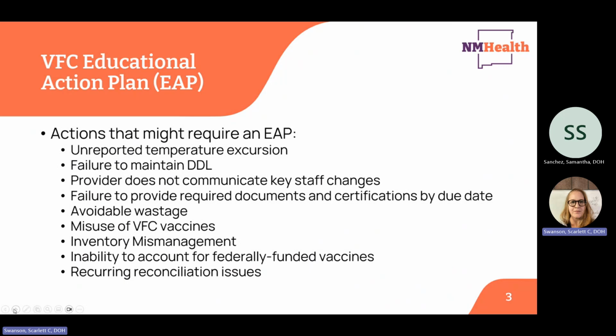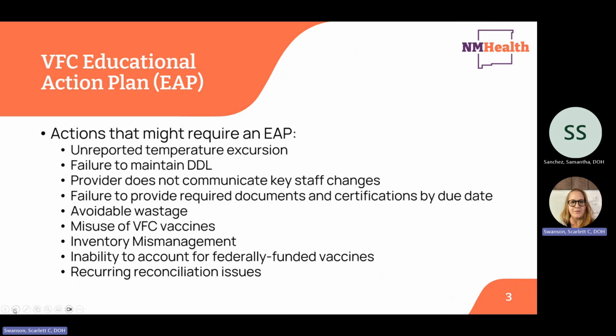Or another situation would be where your provider doesn't communicate your key staff changes. So say your primary and your backup coordinators both had walked out, and the provider of record didn't let us know. And so there aren't any reconciliations being made. There have been no orders. That kind of situation, we would definitely want to make sure that the provider was educated, and we do that through an EAP. Failure to provide any required documents and certifications by a due date.